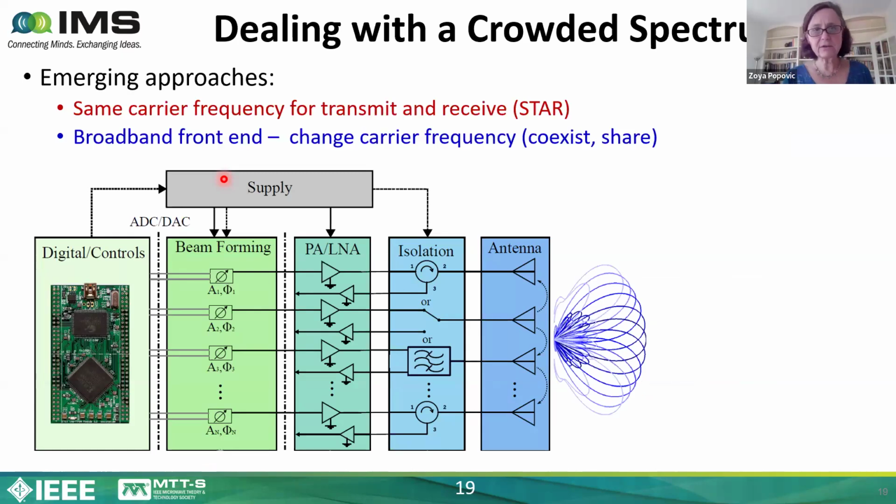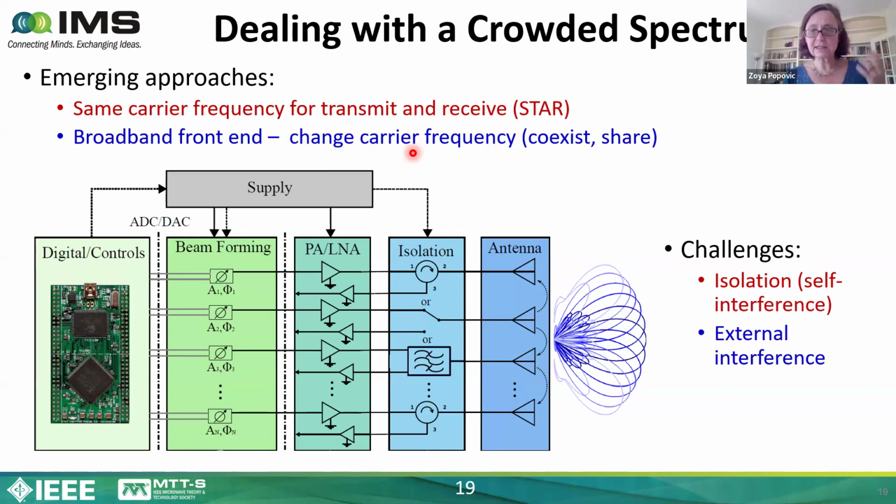Going back to dealing with a crowded spectrum, this shows the block diagram of an antenna array where you can have different kinds of isolations between the antenna elements. The emerging approaches now are to try to use the same carrier frequency for transmit and receive. This is referred to as STAR or in-band full duplex. And this is a very difficult problem. And then also to use a broadband front end so you can change carrier frequencies and coexist in the spectrum.